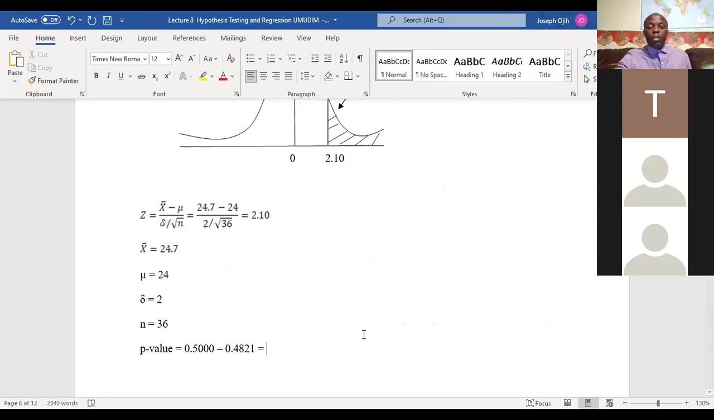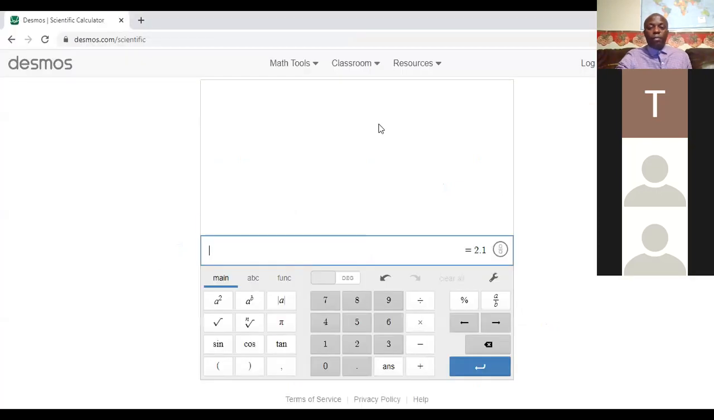We go to decimals and calculate. 0.5000 minus 0.4821. This gives us 0.0179. 0.0179, what we write there.